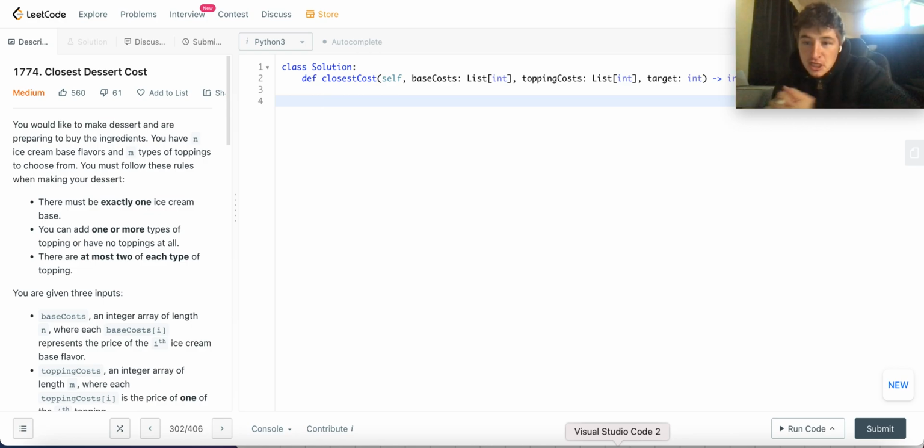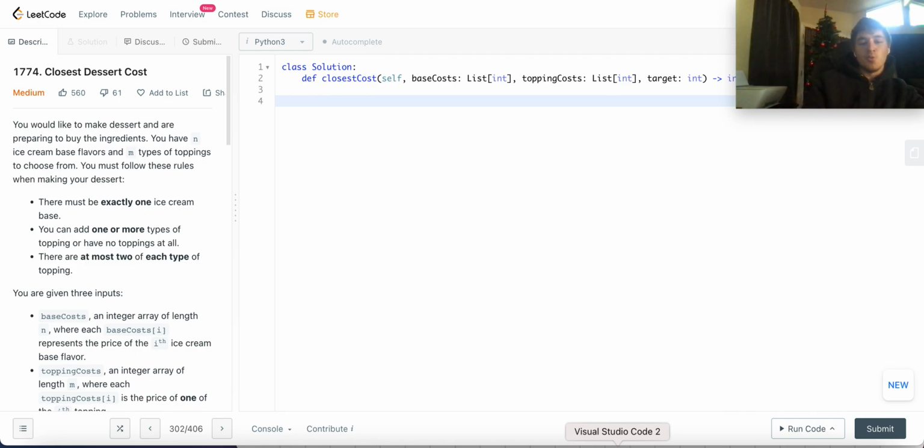So maybe some vanilla, chocolate, mint chocolate chip, Rocky Road, all the classics, all the hits, and M types of toppings. Okay, so M toppings, maybe you got some sprinkles, syrups, peanut butter cups, Heath bars, whatever you like to put on your ice cream, gummy bears to choose from. You must follow these rules when making your dessert. So you're going to take an ice cream and then put some toppings on it. What are the constraints about the combinations that I can do?